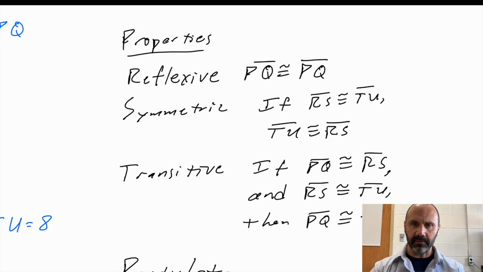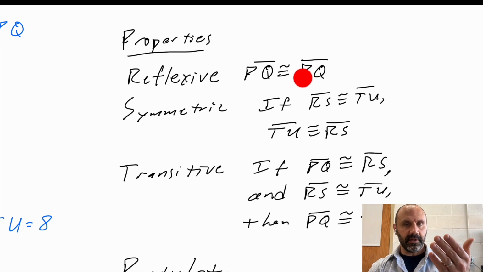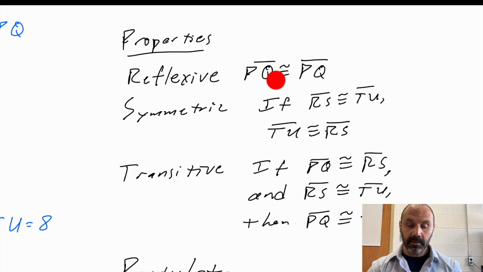If there is this type of thing where two figures can have the same shape and the same size, and so they're congruent, then let's see what we can come up with. First of all, the reflexive property. This is very simple. It's reflexive. Like if you look at your reflection in the mirror, you're looking at yourself. So it's the same thing, looking at itself in the congruence mirror. Segment PQ is congruent to segment PQ.